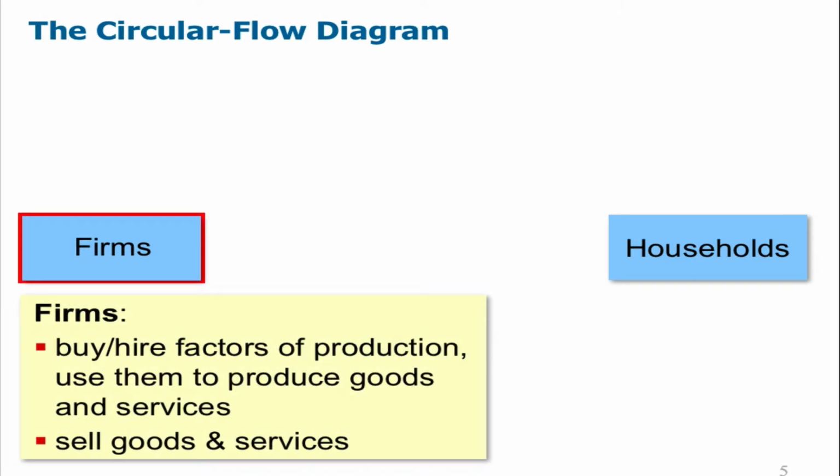Firms buy or hire out those factors of production, use them to produce the goods and services, which they then turn around and sell for the money back.